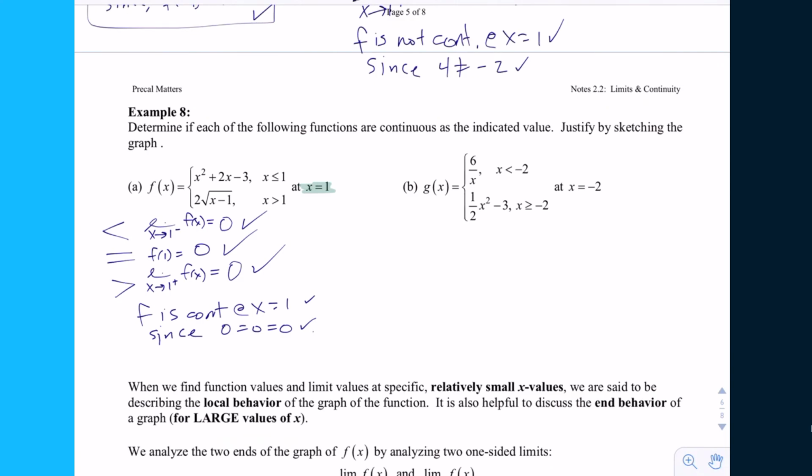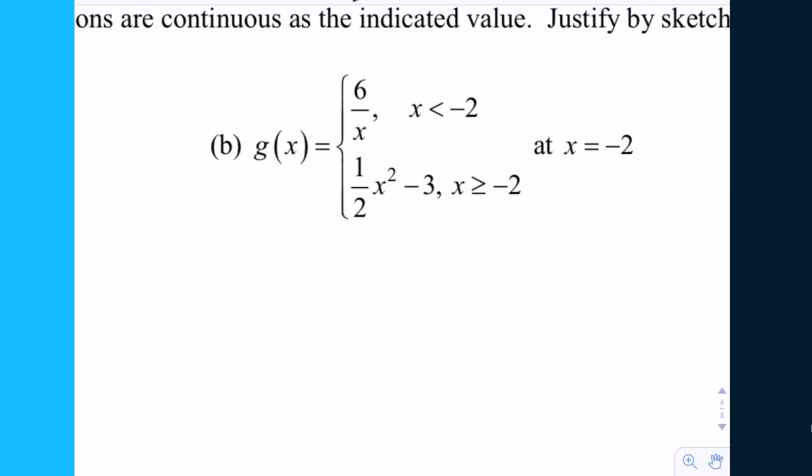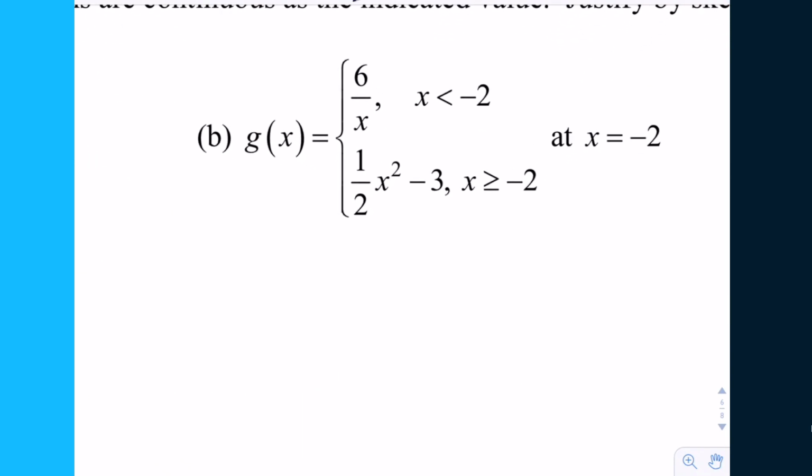Now we have a minute and a half, so I want to just jump over to this other one. And let's talk about it. I don't know if I'm going to have time to write it. Left of negative 2, it's this function. To the right of negative 2 and at negative 2, it's this function. Let's just talk about it. What would be the limit from the left of negative 2? Direct sub tells us it's what? Negative 3. So the limit from the left of negative 2 is negative 3.